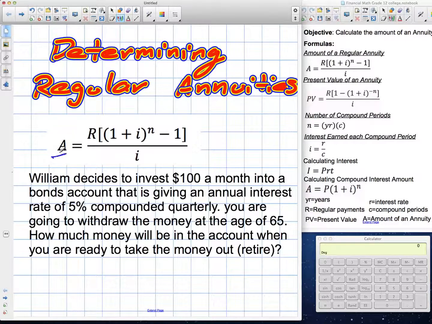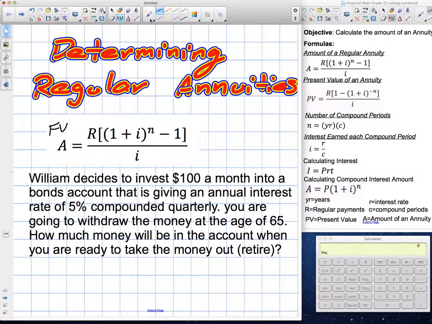The variables: A is our total amount, or anyone else know what that could stand for? Amount of annuity. Would it be the amount right now or the total future amount? No one remembers that. Okay, anyways. So this could also stand for your future value of the annuity. In other words, we're trying to figure out in 30 years how much this will be worth. That's what our A is. It could also stand for a variable FV, which we call our future value.